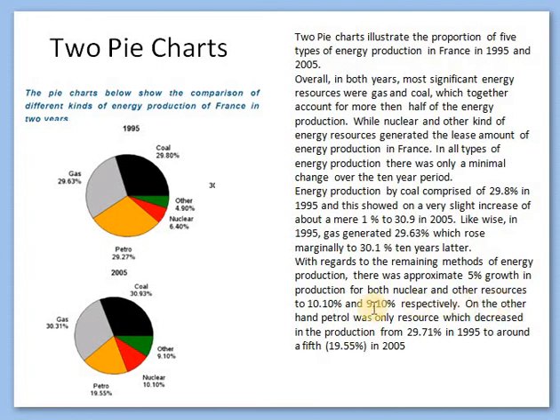On the other hand, petrol was the only resource which decreased in production, from 29.7% in 1995 to around a fifth in 2005. Around a fifth means 20%. No, a fourth means 25%. So around a fifth means 19.5%. In brackets I show this exact figure.